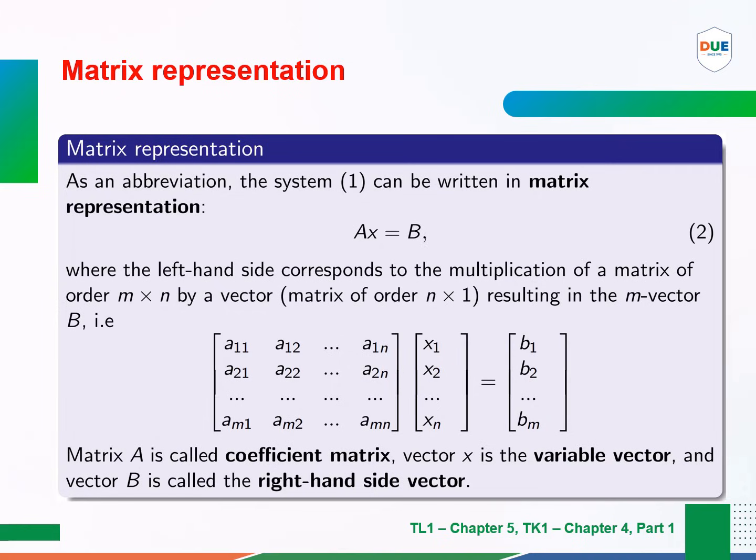Instead of writing all equations separately, we can represent the entire system in a much more compact form using matrices. The system can be written as AX equals B. Here, A is the coefficient matrix containing all coefficients of the system. The vector x is the variable vector, containing the unknowns x1 through xn. And b is the right-hand side vector, containing b1 through bm. Notice the dimensions. Matrix A has order m by n, while x has order n by 1. Therefore, their product has order m by 1, which matches the dimension of b. This matrix representation will allow us to use the matrix techniques developed in Chapter 1.